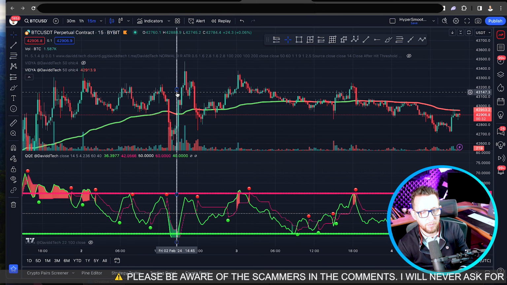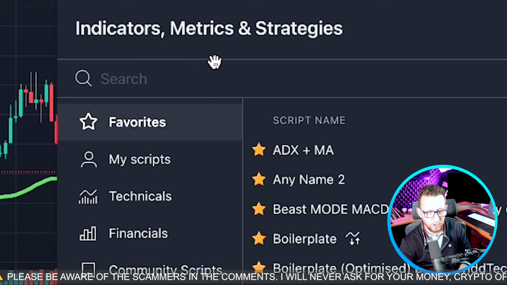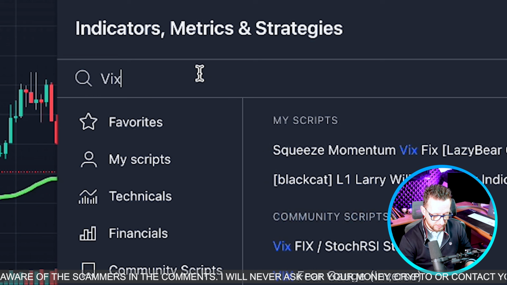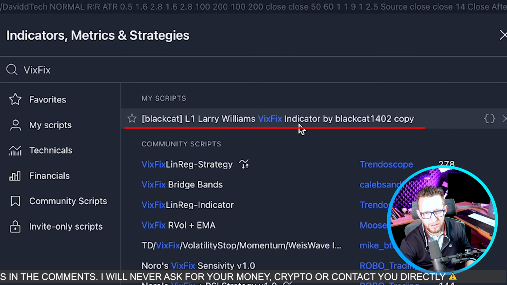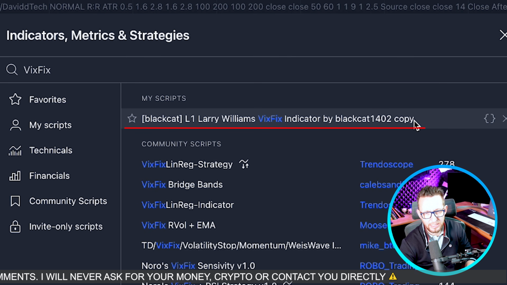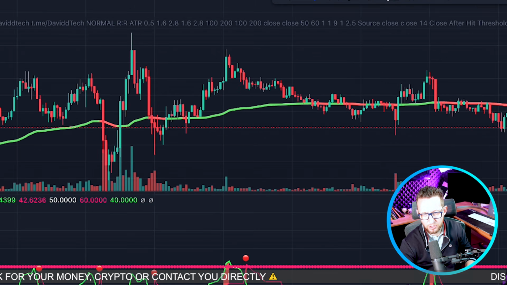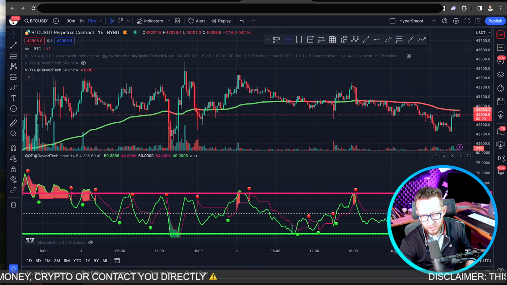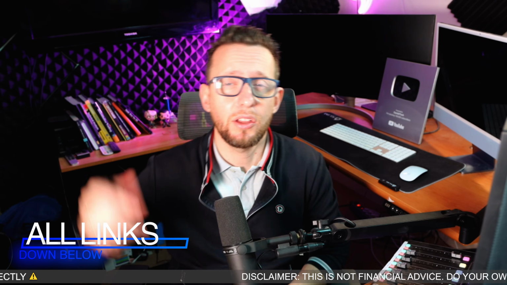Right, now we have one final indicator, the VIXFix, which I've covered here before. So we're going to be adding the VIXFix, this one here, which is the VIXFix by Larry Williams, which is just this indicator here. It's by Black Cat. I've actually modified this version here and added my own kind of version, which allows us to add an MA. You'll be able to find all of these indicators down in the description below.